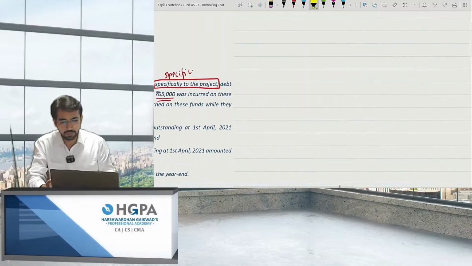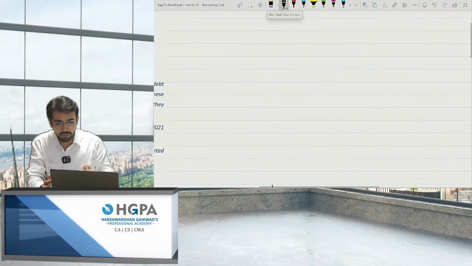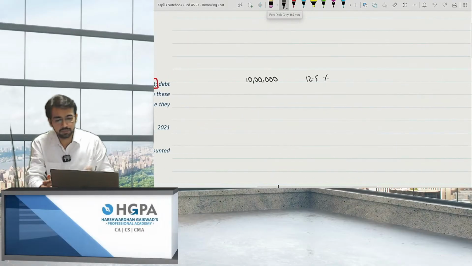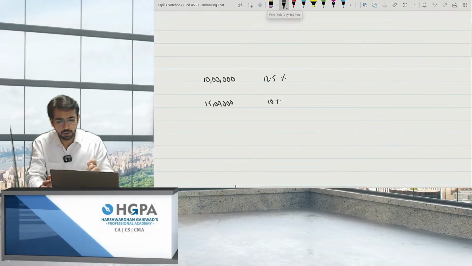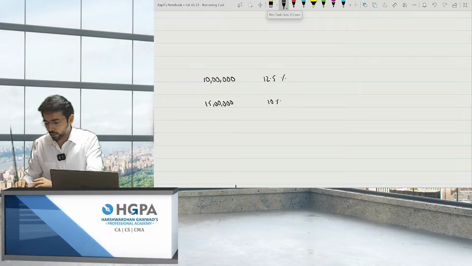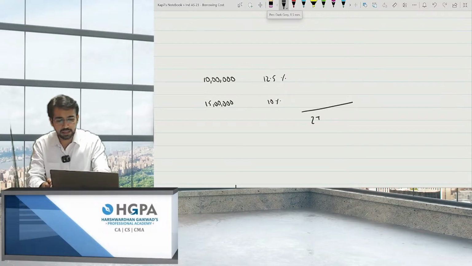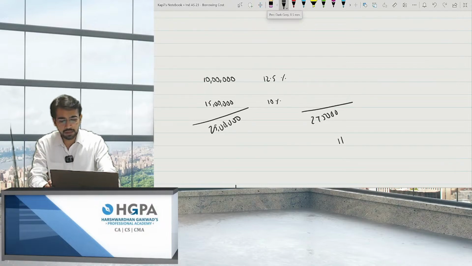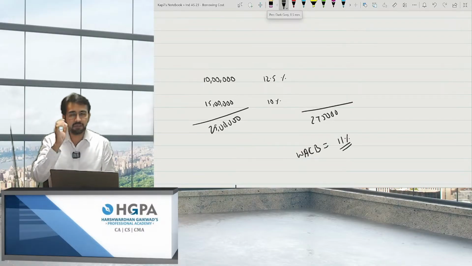Let's calculate the capitalization rate. So we have 10 lakh at 12.5% and 15 lakh at 10%. So it comes to 10 lakh into 12.5% plus 15 lakh into 10%. So the total interest comes to 2,75,000 and the total amount is 25 lakhs. Divided by 25 lakhs, this will give you 11%. So the WACB, or else we can say the capitalization rate, is 11%. Weighted average cost of borrowing, right?